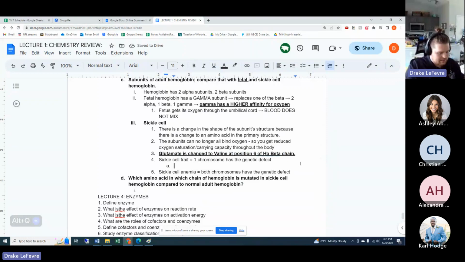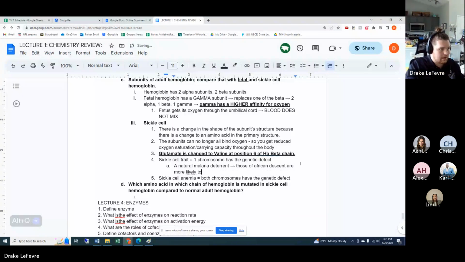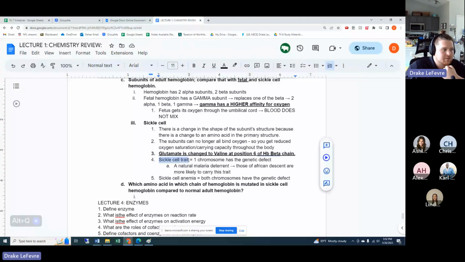This is actually why sickle cell trait is a natural malaria deterrent. It's actually why those of African descent are more likely to carry this trait. So if those who have sickle cell trait, the malaria virus isn't able to bind to their blood and reproduce like it would in another individual without sickle cell trait. And so actually in Africa, a large percentage of the population has sickle cell trait because it's actually beneficial to survival. Cool stuff.